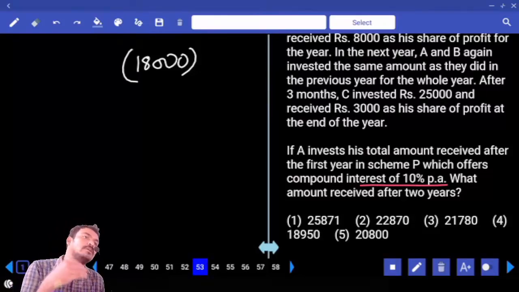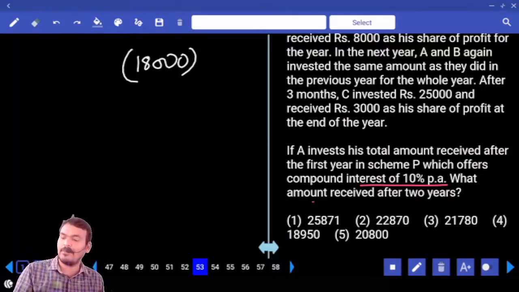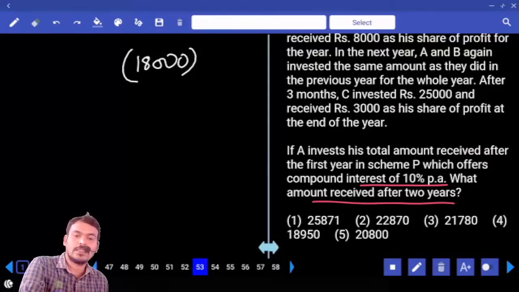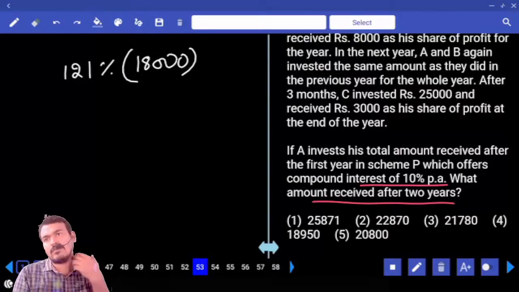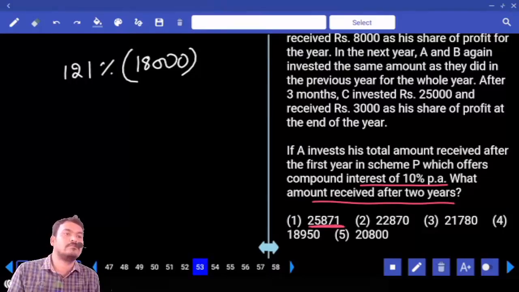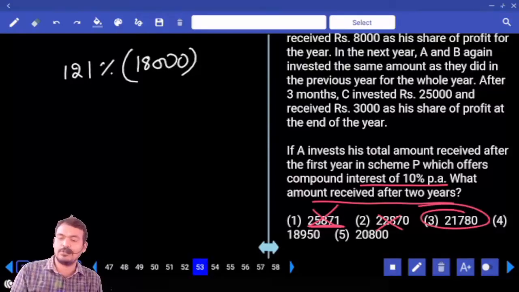10% for 2 years means interest value 21. Amount value 121% or not? 10% for 2 years compound interest 21%, but we required amount received after 2 years. Nothing but we required 121% of which value? 18,000. 121 means 11 multiple or not? First option 11 multiple. Second option? No. Third option? Yes. Fourth option? No. Fifth option?